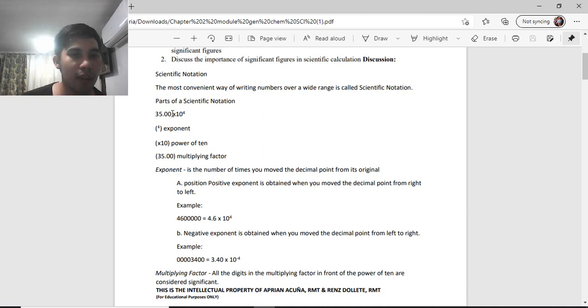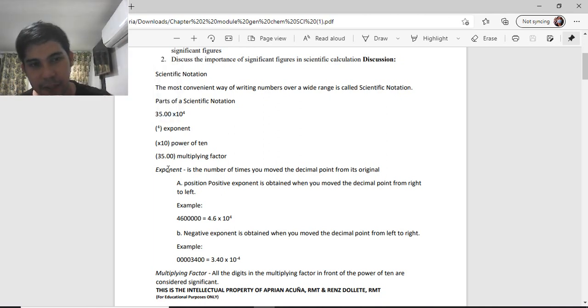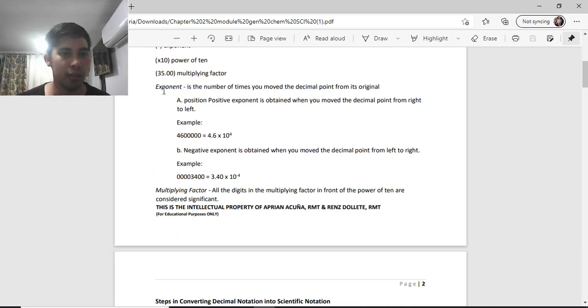Your multiplying factor is the value located on the left side of your scientific notation. The exponent is the number of times you move your decimal point from its original position. You have two types of exponent, positive and negative.